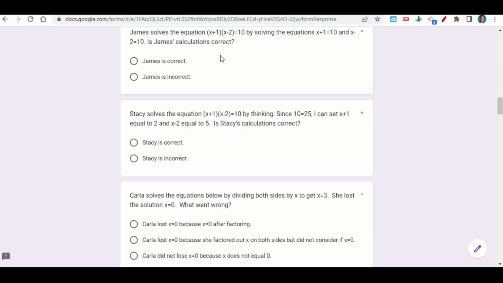Then if we scroll down, we can see more questions. This one says, James solves the equation x plus 1 times x minus 2 equals 10 by solving the equations x plus 1 equals 10 and x minus 2 equals 10. Is James' calculation correct? Well, we know that it is not correct, so we put James is incorrect.